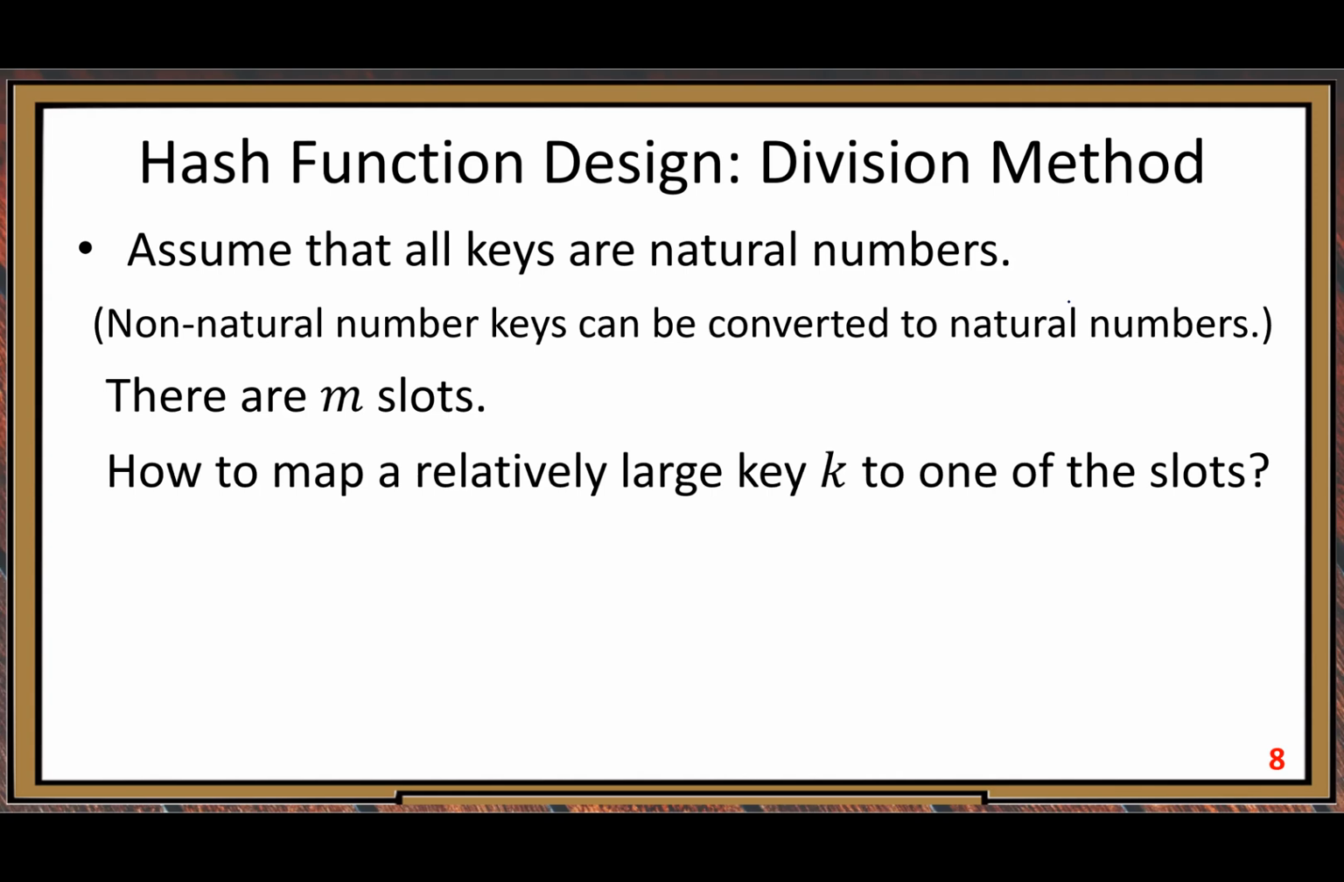How to map a relatively large key K to one of the slots. Yeah, n slots. So each slot has a small integer position number, usually from 0 through n minus 1, right? If we count from 0, 0, 1, 2, 3, through n minus 1, these n positions. So we need a mapping that allows us to map a large key, one big natural number, into this range.